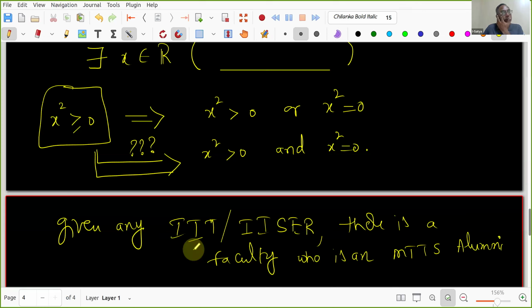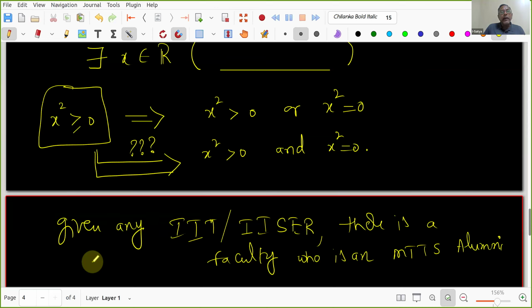Okay. So given any IIT or IISER, there is a faculty who is an MTTS alumni. It is a fact, okay? Almost true, okay? If it's not, maybe we need to find one IIT or one IISER where an MTTS alumni is not there. But as far as I remember, it is a true statement, okay? And you can talk to them, okay? They will say that one of the reasons they became very strong is because of the foundations, okay?